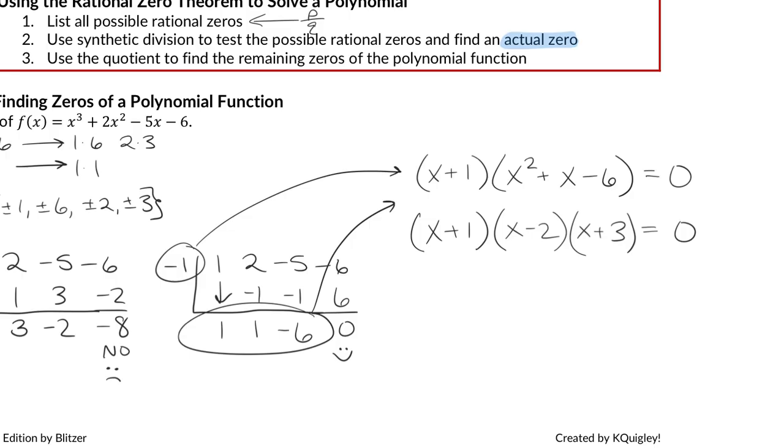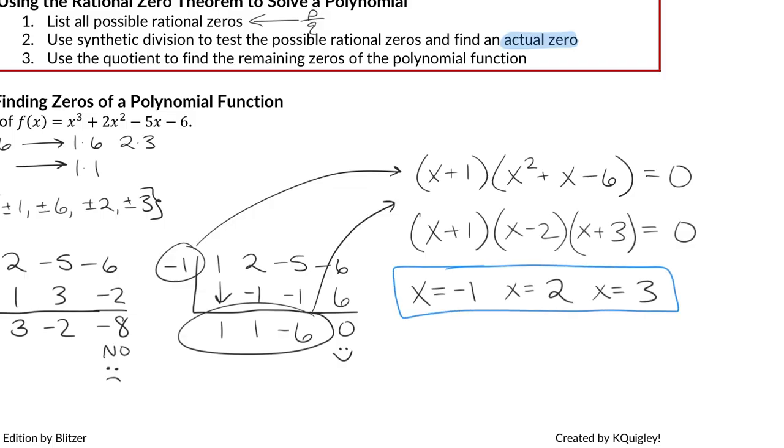If those are the factors completely factored out, then the zeros of this function would be negative 1, 2, and negative 3. Those 3 numbers were all on the list of potential rational zeros when we started. Negative 1 was there, 2 was there, and negative 3. Is that what you're raising your hand for? Thank you. Yes, negative 3 is there.